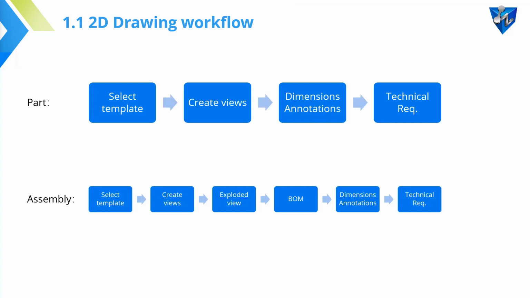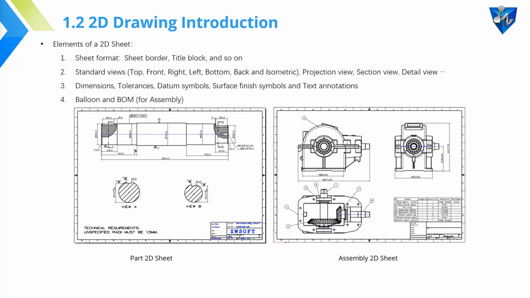For the assembly 2D drawing, this will be a little different. We select a proper template, create views, but during the creation of the views, we may insert exploded views, and also we may insert the BOM table to show the components. And after that, we will add dimensions, annotations, and technical requirements.